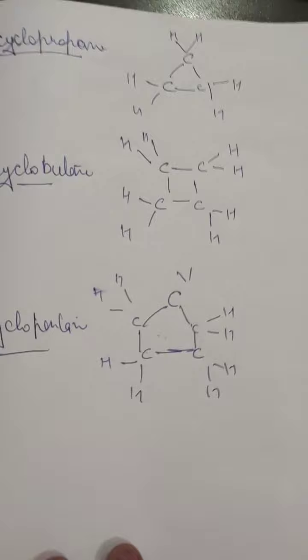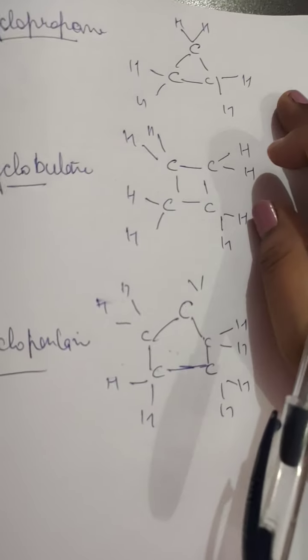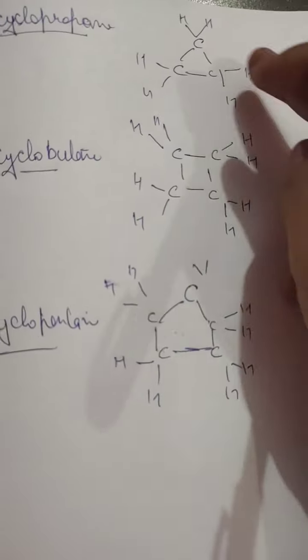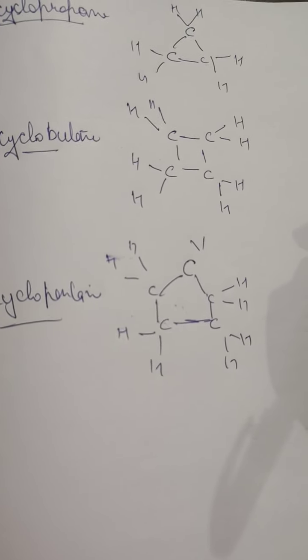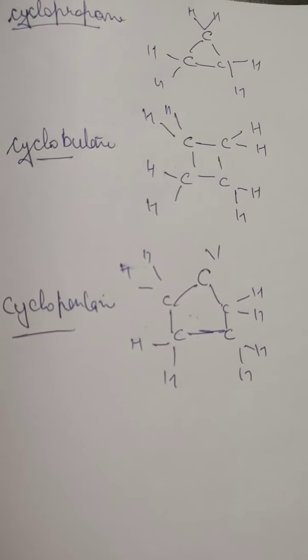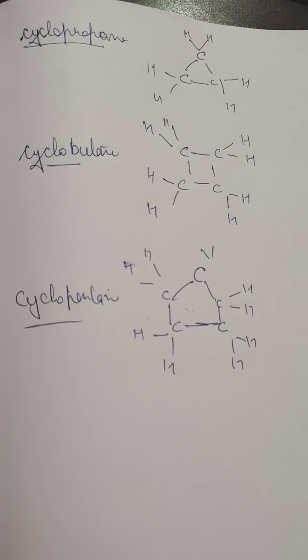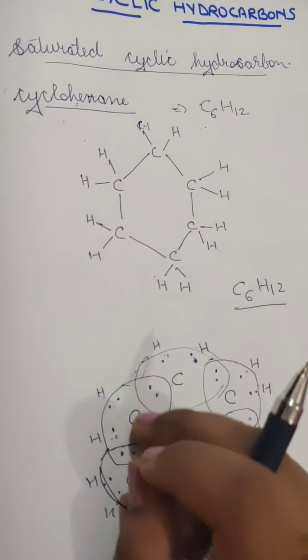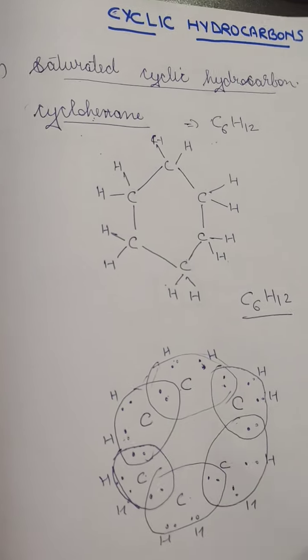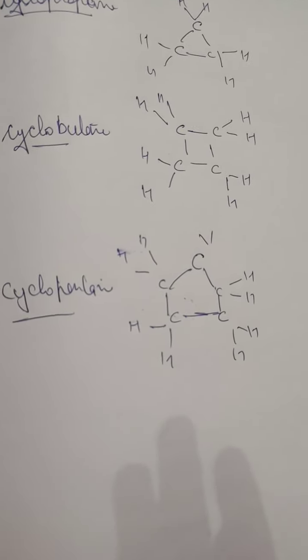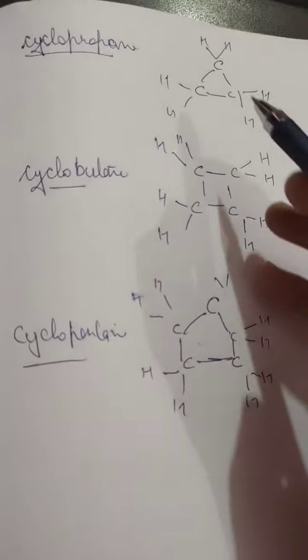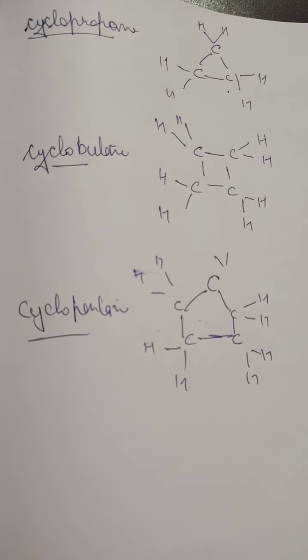So these occur in nature, cyclopropane, but we do not take examples of these when we study. Whenever a question comes, write an example of cyclic hydrocarbon, better go for cyclohexane because cyclohexane is a proper ring-like structure. They are making a proper angle. But if a question comes asking what is the smallest cyclic hydrocarbon, then the answer would be cyclopropane, not cyclohexane.